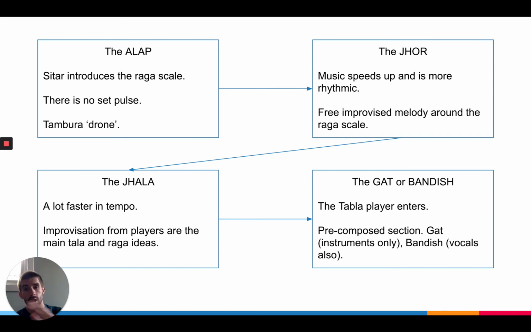And sometimes we move between the two, so we might have a couple of gats, we might have a couple of jhalas, we might go back to an alap section, etc. So it can be quite fluid, but there's normally more than one gat or more than one bandish. So I'll give you an example of what this looks like.